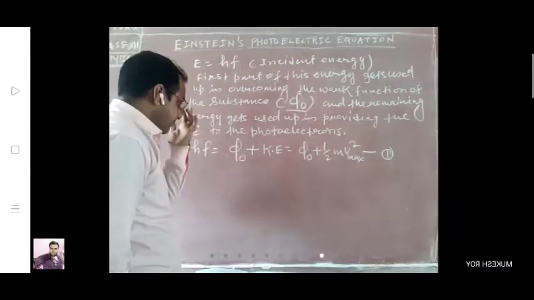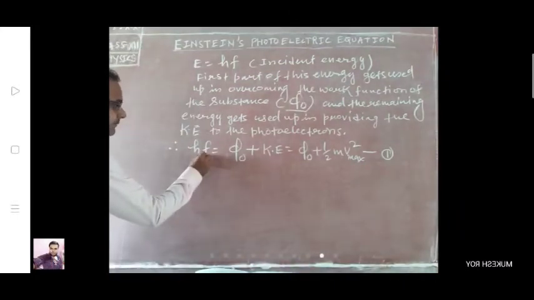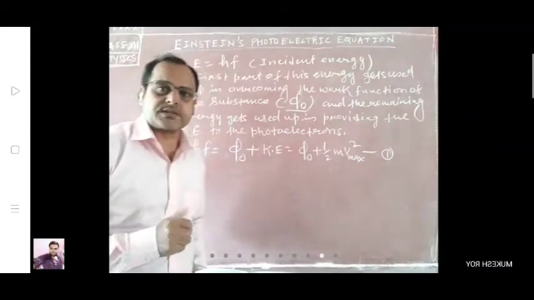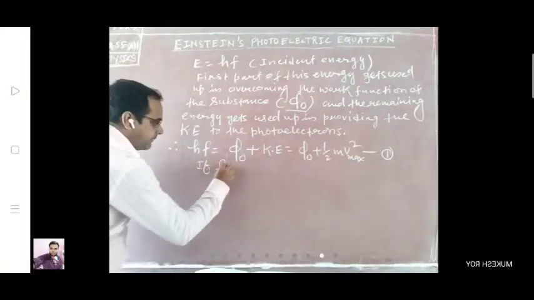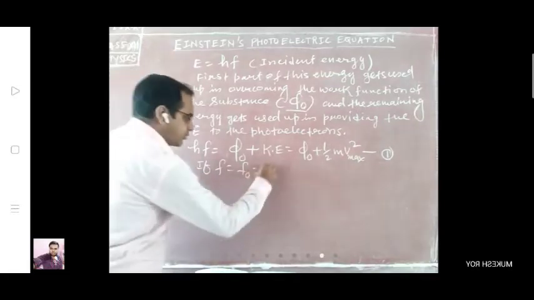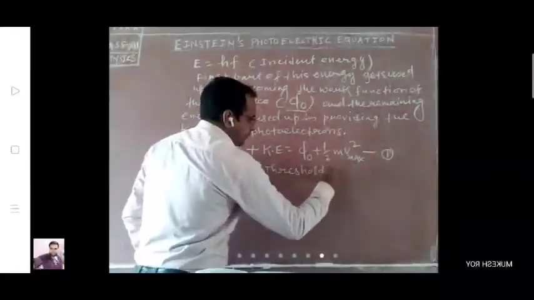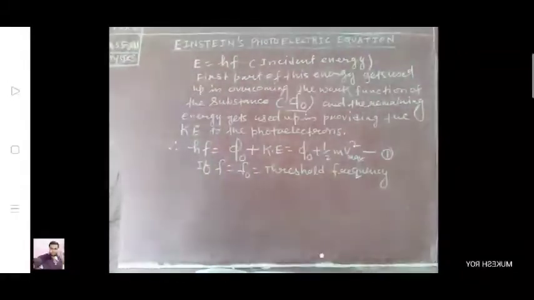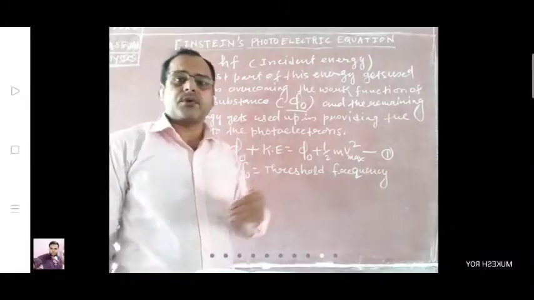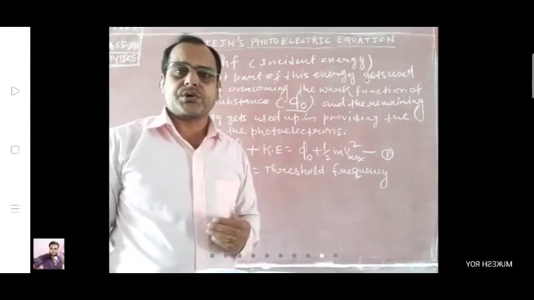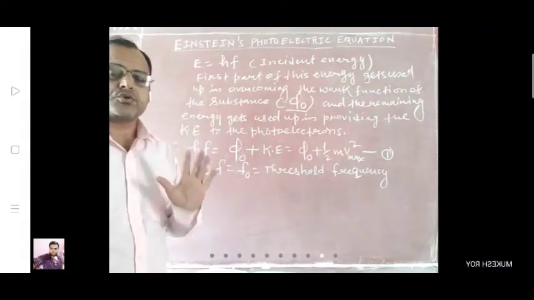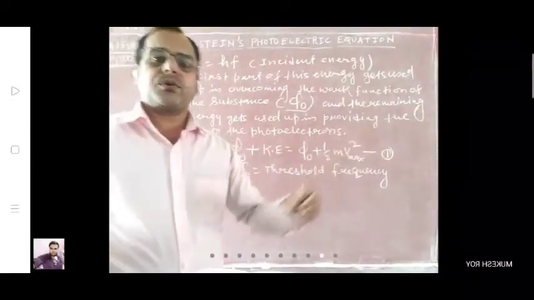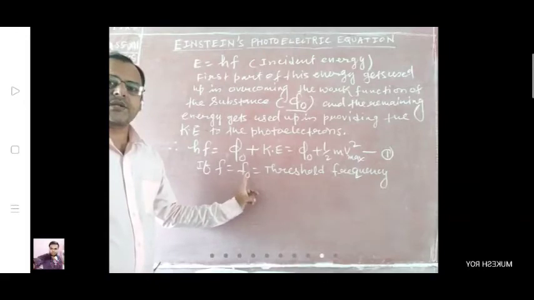Now, what will happen, guys, if the radiation is having the frequency just equal to the threshold frequency? We have studied threshold frequency, that if F is equal to F naught only, that is called threshold frequency. What is threshold frequency? This threshold frequency is the minimum frequency of the radiation required for the cause of photoelectric emission, so that the incident energy is able to eject electrons from the metal surface. That is the minimum frequency requirement.